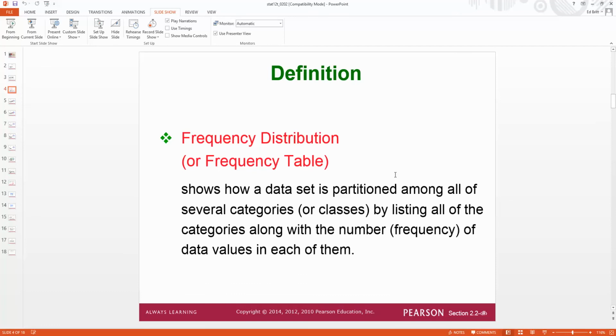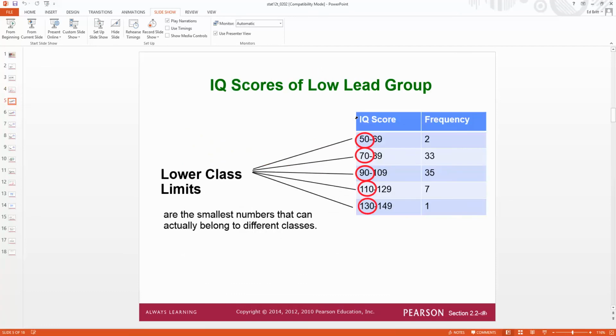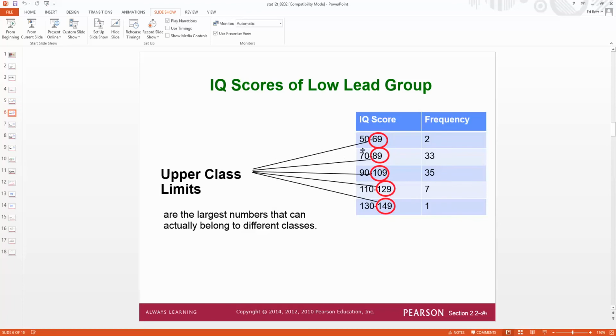We call the small number within each class the lower class limit. All right, they're the smallest numbers. And then the larger numbers, those are the upper class limits.